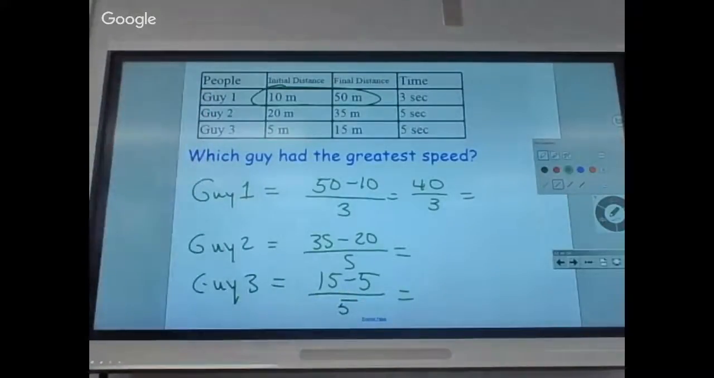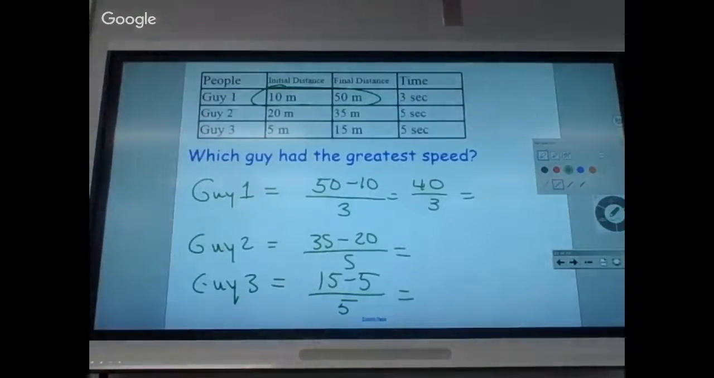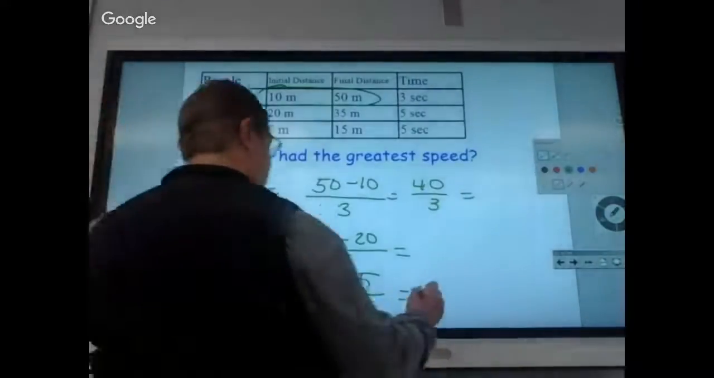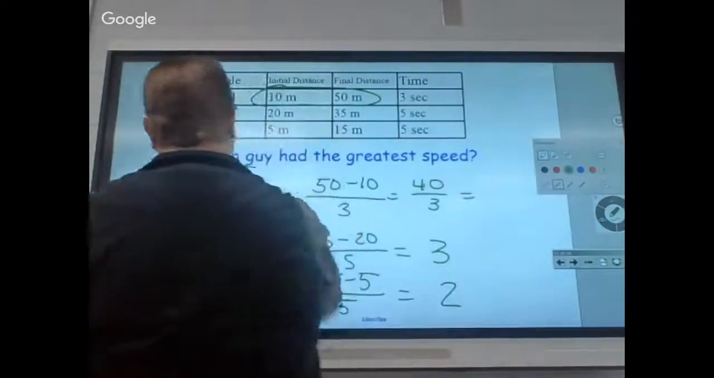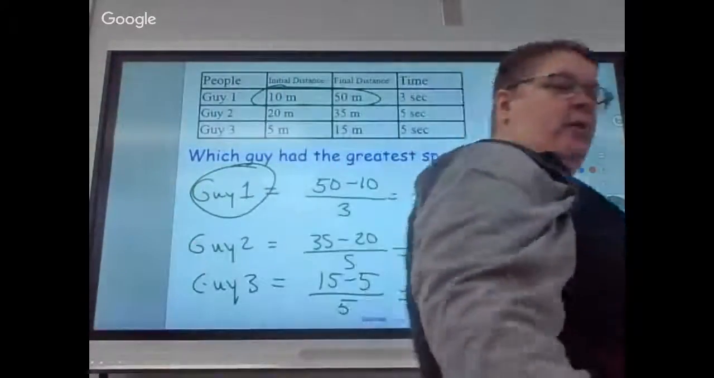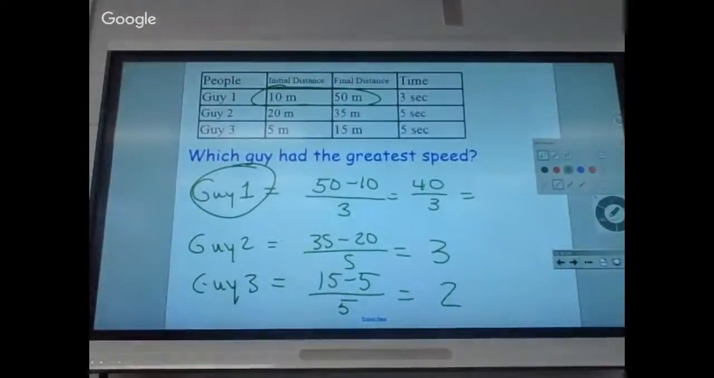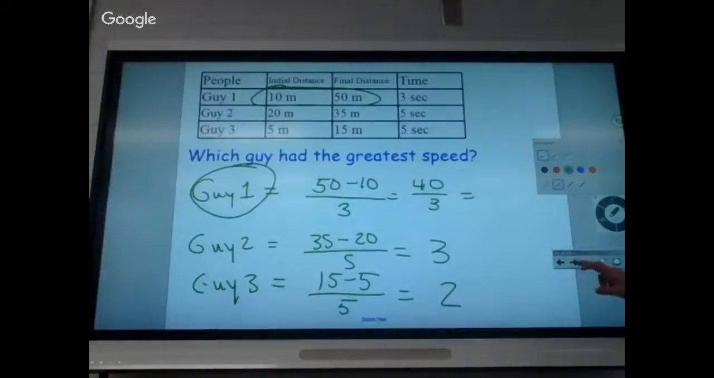Now, does that make sense? You have 2 distances, so what do you do with the 2 distances? You subtract them. All right, are we okay with that? The last one would be 2. That'll be 15, that'll be 3. So guy 1's going to have the greatest one. I don't even know what the number is, but it's going to be the biggest. All right, are we okay with that? Yes. All right.